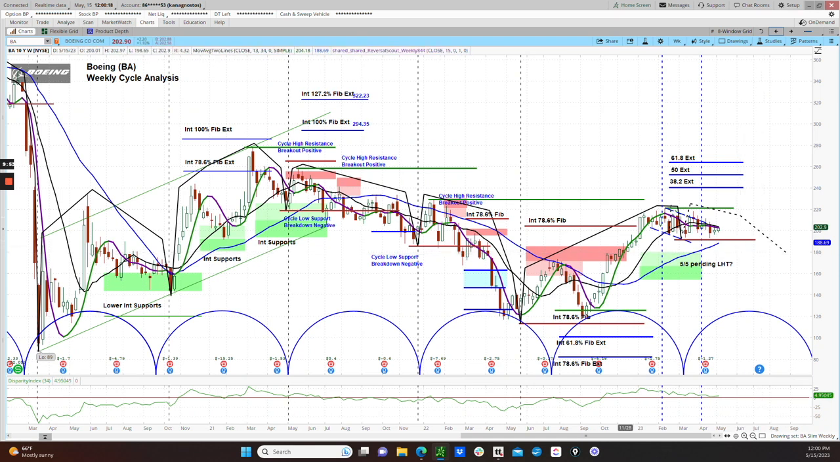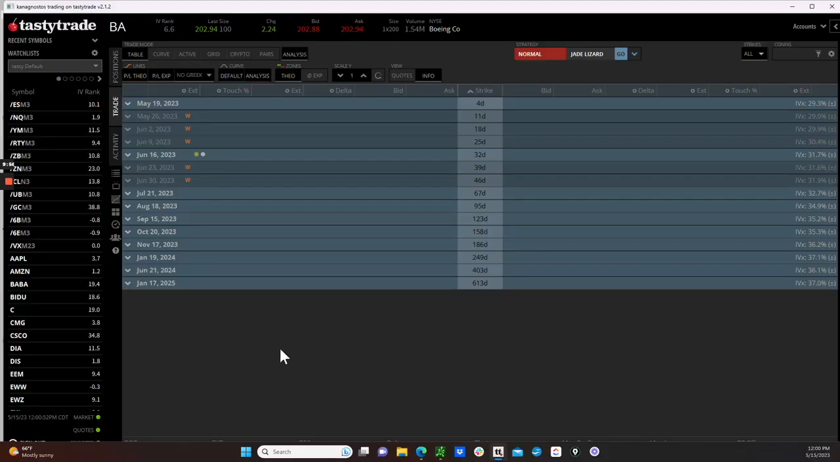Now let's switch back over to TastyTrade. So Boeing is showing up similar to AMD in terms of volatility with decent implied volatility here in the low 30s, and a low IV rank. This one is 6.6. So that combination means that the volatilities have been much higher over the past year.